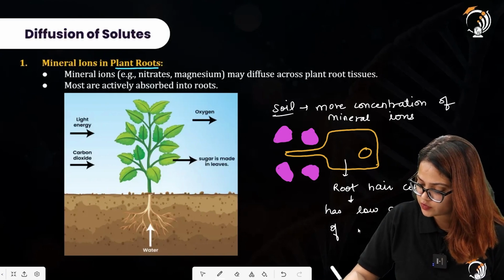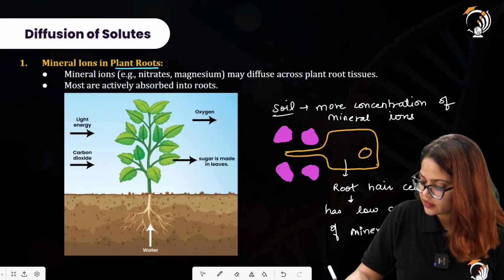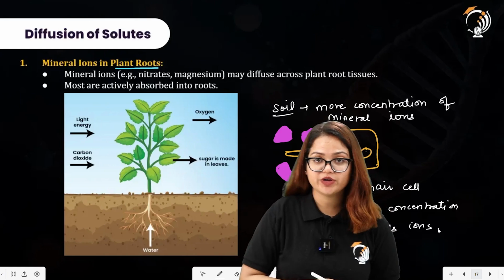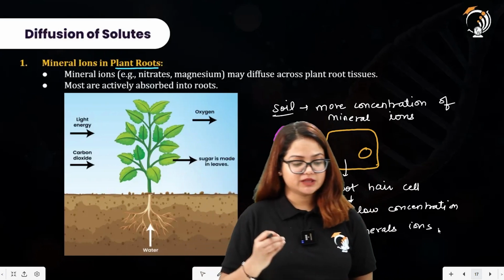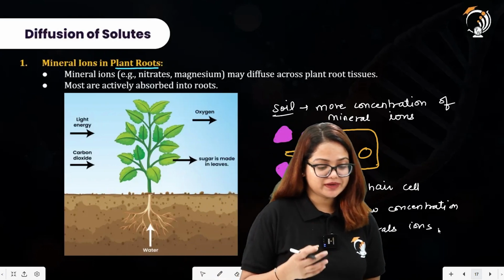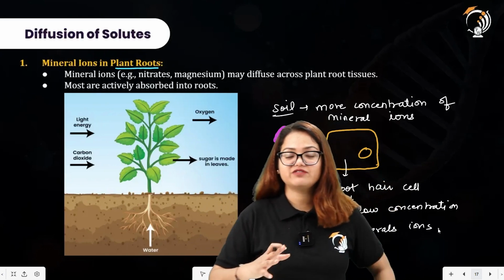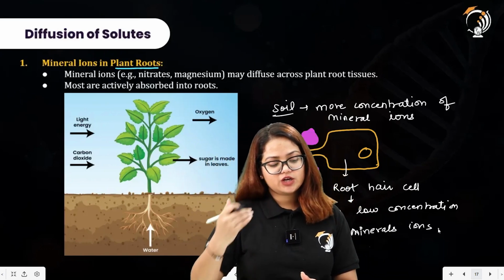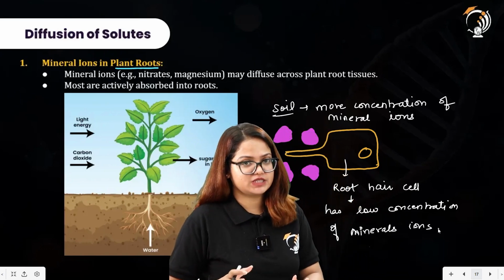So what will happen first here? There will be transport of mineral ions across this root hair cell following the pathway of diffusion. Now what will happen? There will be a movement of mineral ions from a region of high concentration, present in the soil, toward a low concentration, present in the root hair cell.